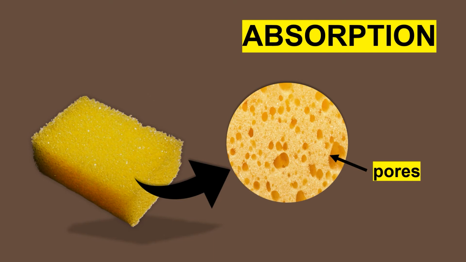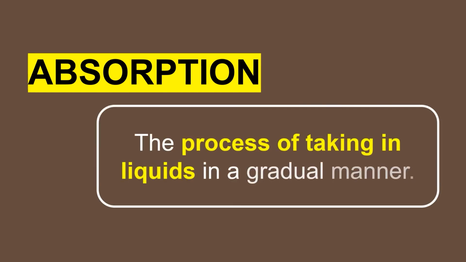If the sponge's pores become filled with too many water molecules, it can no longer absorb any water. And if you squeeze the sponge, it will push every water molecule out. Absorption is a process of taking in liquids in a gradual manner.